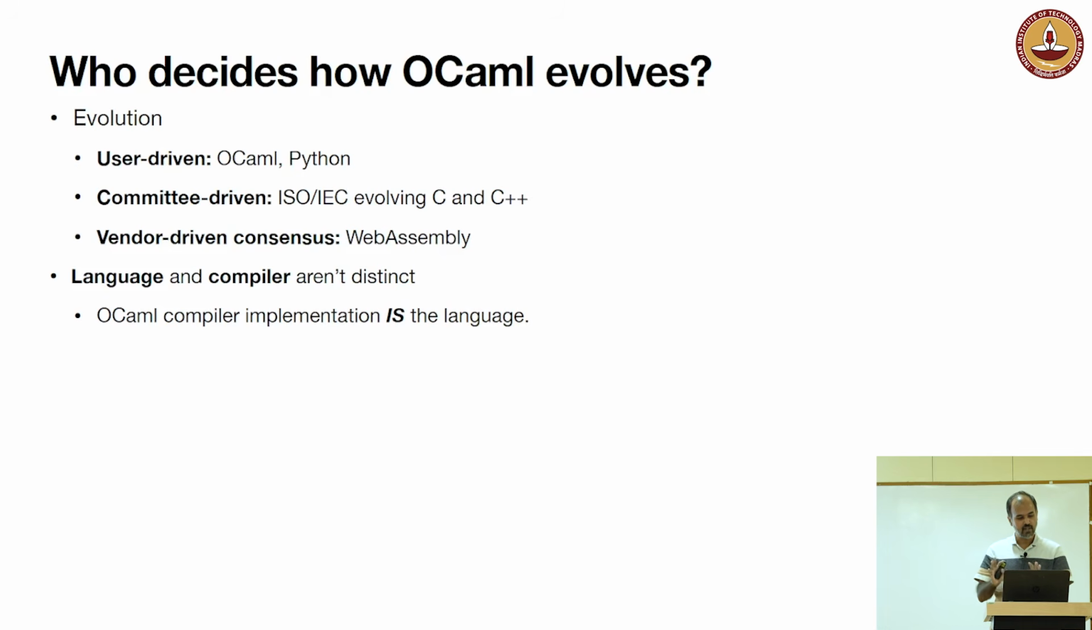This is not fairly standard, which means that you can only have one compiler, and if you have two compilers for the same language, they are two different languages. In OCaml, whatever the OCaml compiler implementation accepts is the language.